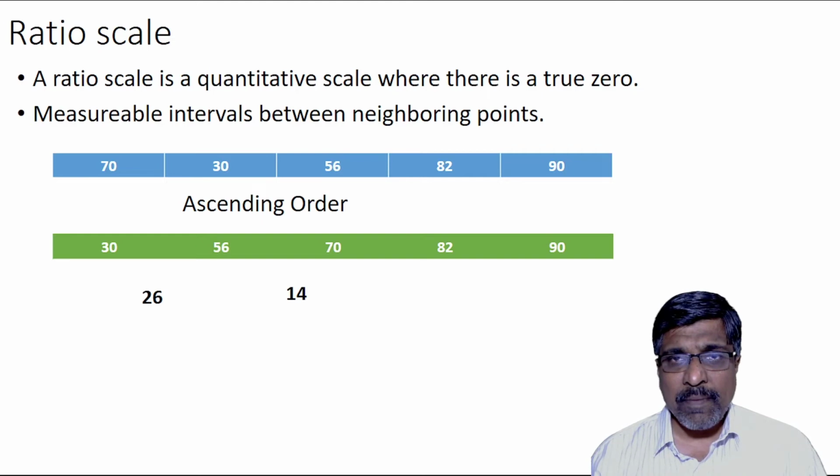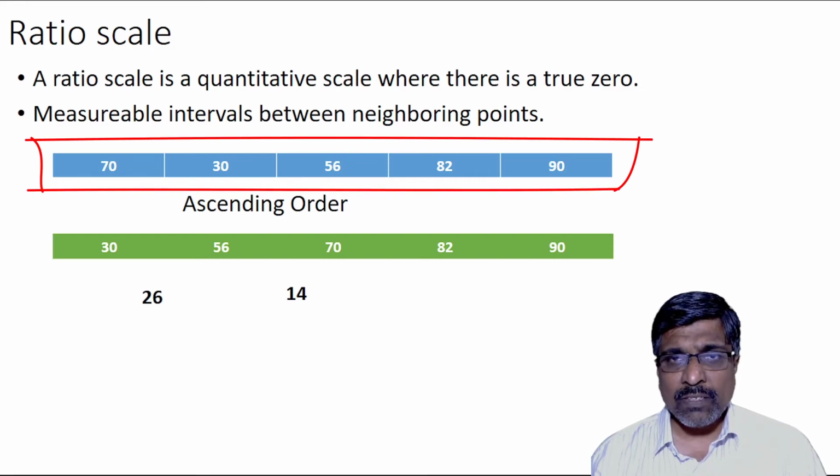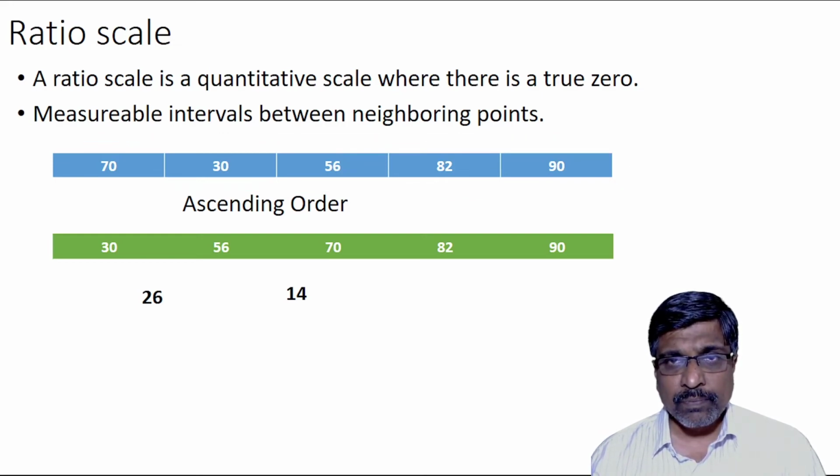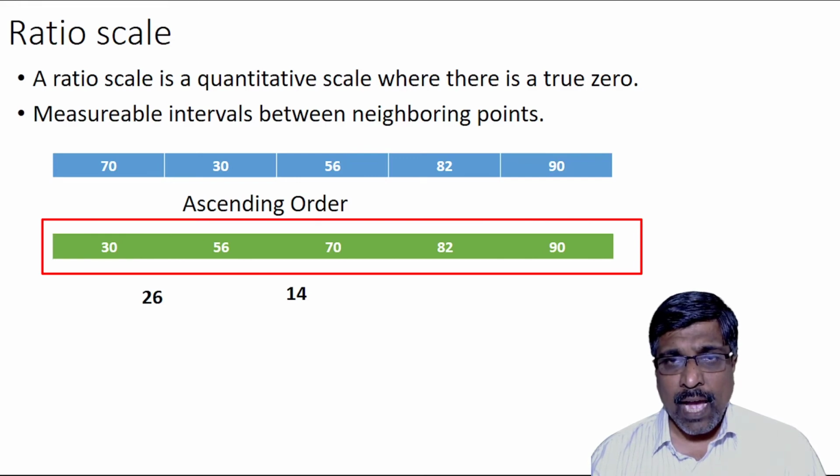Now what does it actually mean? I'll explain with the help of an example. Let's say that we have marks of some students who have scored in a particular examination. So the marks are 70, 30, 56, 80 and 92. So they are all marks which have been scored. I can put these marks in a certain order in order to get some meaningful information. Let's say that I'm going to put it in ascending order. When I put it in ascending order, I get the marks as 30, 56, 70, 82 and 90.